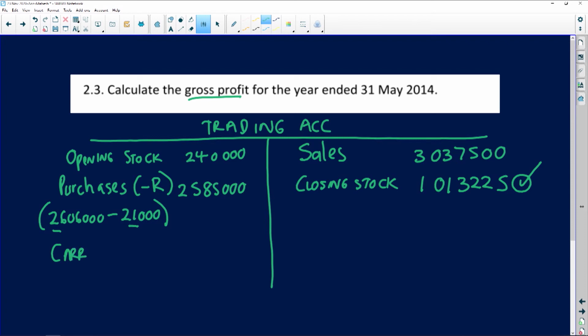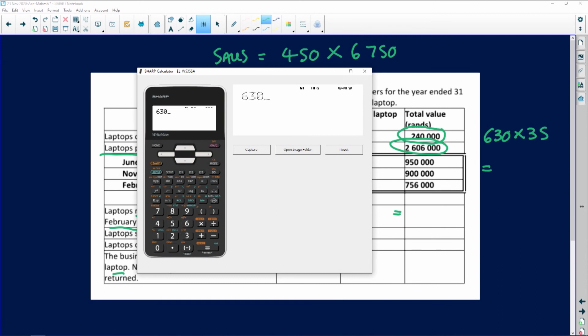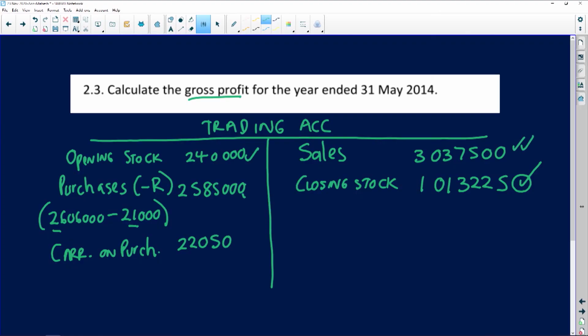We need to show carriage on purchases. Okay, so carriage on purchases was as follows. Remember, the business pays a delivery fee of 35 Rand per laptop. No refund was granted for the laptops returned. So your total purchases during the year, 630 units, and your carriage was 35 Rand per laptop. So let's get that calculator out, 630 times 35 Rand, and your total carriage is 22,050. So let's just fill that in, 22,050. Just make sure, guys, you show your calculations the way I am. Don't just write down your final answer, because as you can see, you're getting lots of marks just by showing your calculations.